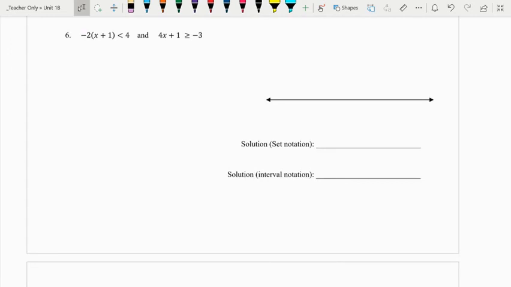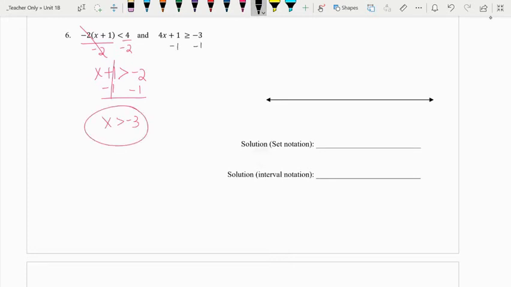For number 6, I would encourage you to try this one on your own first, and then watch me do it afterwards. On the left, I would divide by -2 first. You can distribute it in if you would like. But I'm going to flip my inequality because I divided by a negative. Then all I have to do is subtract 1, so x is greater than -3. For the right, if you subtract 1, you get 4x is greater than or equal to -4. And if we divide by 4, x is greater than or equal to -1.